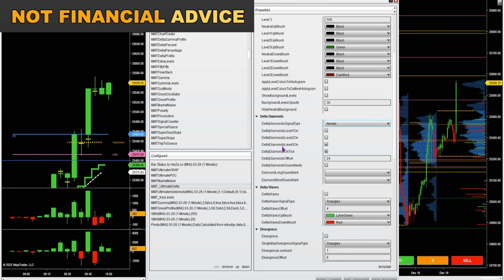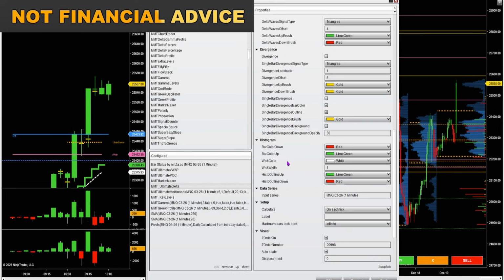See, I've got the delta diamonds level 3 on. It's checked on there. The delta diamonds on tick. If this is checked on, the signals will appear intra-bar on each tick. If this is unchecked, they will only appear on bar close, no matter what you have the main chart settings set to. I've got my wick color set to white. This is very important if you're using a black chart. If you want to see the wicks in the histogram, make sure your wick color is set to white.